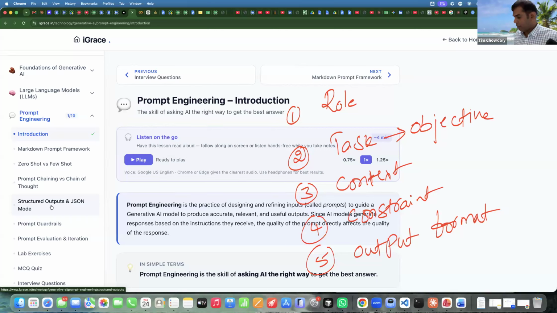A clear-cut prompt should have this structure. Role: maybe instead of blindly asking, give me a protein-rich diet, just assign the LLM some role. Hey, you are a nutrition specialist, or a diet specialist. That's your role. The task is: give me a protein-rich diet plan for 1 week. The context is, I'm a vegetarian.